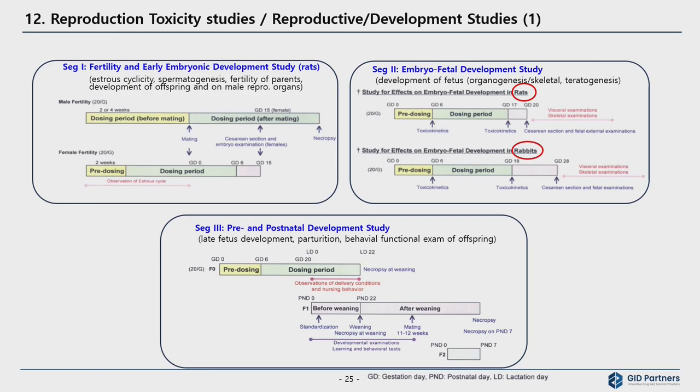So there are three studies: Segment 1, Segment 2, and Segment 3 studies are needed. Segment 1 is related to fertility and early embryonic development. This is usually done during the organogenesis phase, until the 18th day after impregnation, to see if there are any birth effects. And Segment 2 is related to skeletal studies, to see if there are any birth defects. And Segment 3 is related to pre- and postnatal development studies.